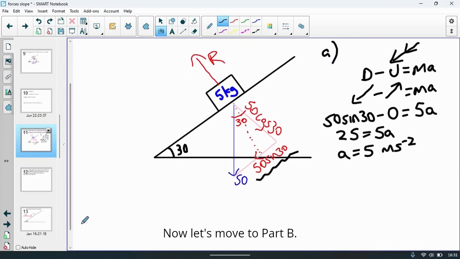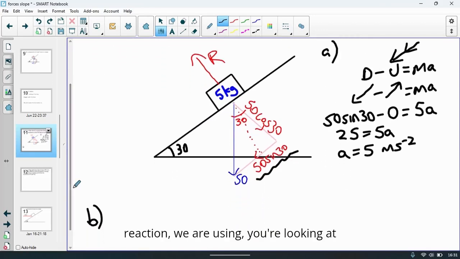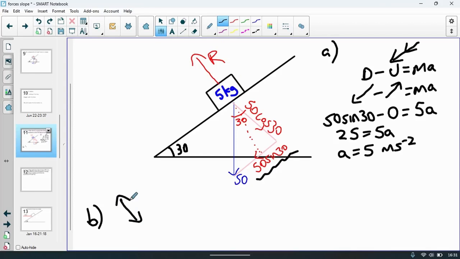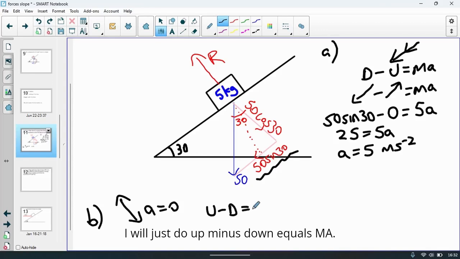Now let's move to part B. Part B, they're asking you for the reaction force. Now when we do the reaction, we are looking at this direction. The particle is not moving in this direction. It's only moving like this. So in this direction, where the reaction force is, your acceleration is 0, because the particle is not moving in this specific direction. So it doesn't matter if you do up minus down or down minus up. I will just do up minus down equals ma.